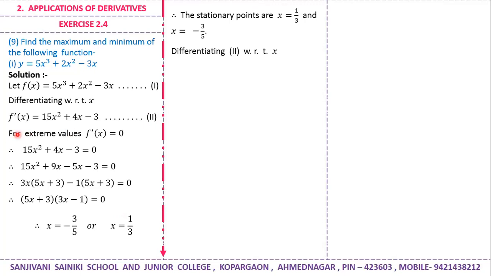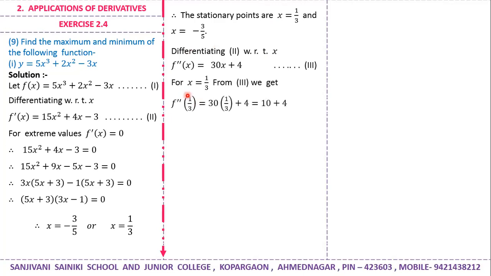Now we will differentiate the second equation once again, so we are obtaining the second order derivative. F dash of x is 30x plus 4. This is our equation number 3. Now we will check the sign of this second derivative at these stationary points. For x is equal to 1 upon 3, the sign of the second derivative is positive. So f double dash at 1 by 3 is a positive value. So the given function has a minimum at x is equal to 1 upon 3 by using the second derivative test.